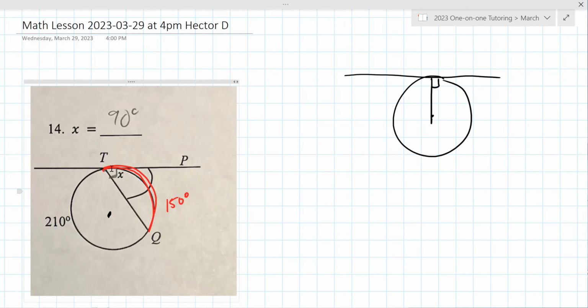Angle X. No, not really. I need to double check what it is. This is the odd one. The tangent chord theorem, I think.